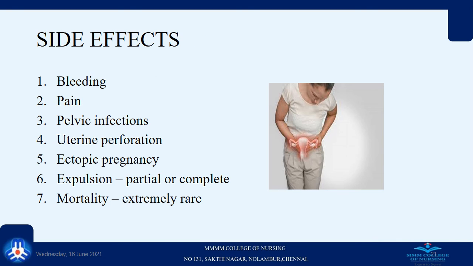Next we can see the side effects. The mother may have bleeding, pain, pelvic infections, uterine perforation, ectopic pregnancy, and expulsion of the device, which may be partial or complete. Mortality is extremely rare. So these are some of the common side effects that occur due to the intrauterine device.